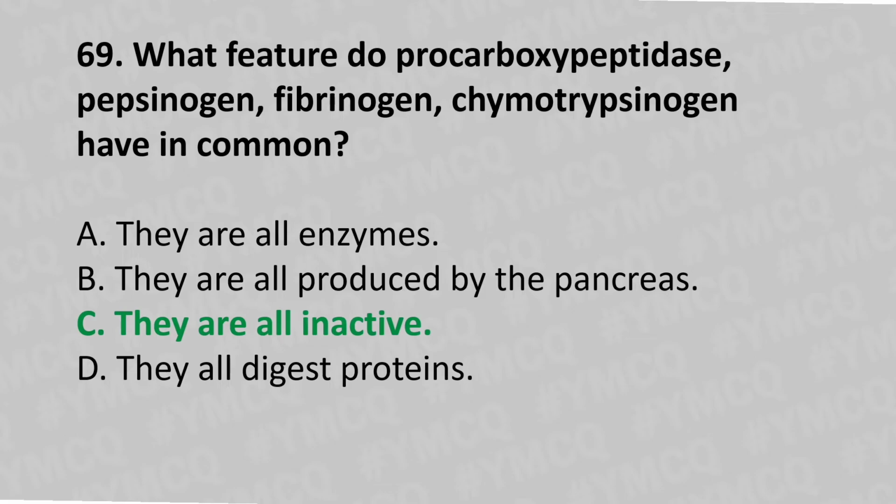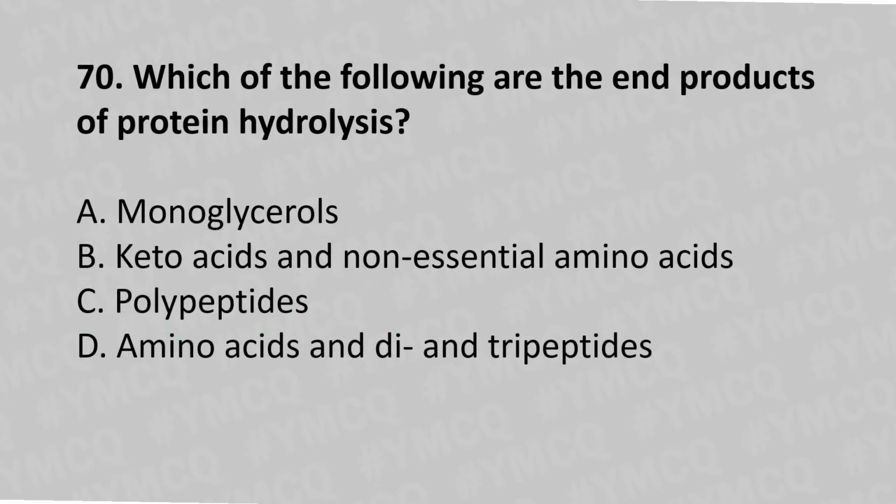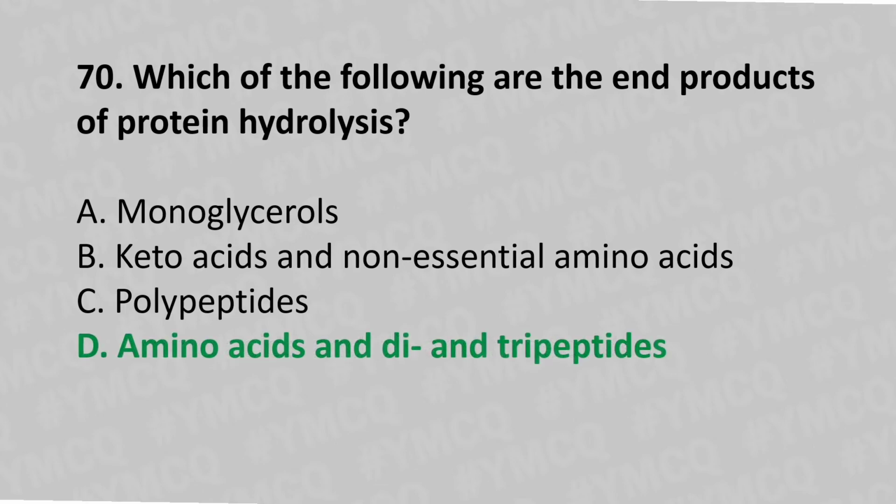Now let's move to question number 70. Which of the following are the end products of protein hydrolysis? Option A, monoglycerols. Option B, keto acids and non-essential amino acids. Option C, polypeptides. Option D, amino acids and di and tripeptides. And the answer is option D, amino acids and di and tripeptides.